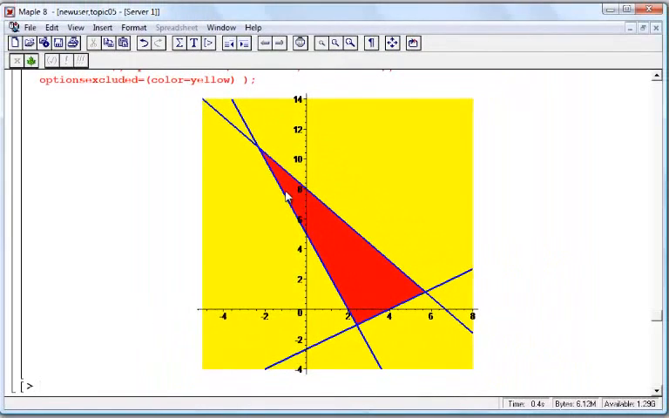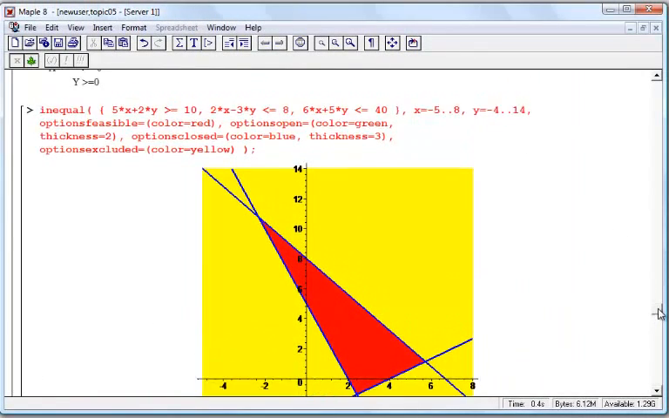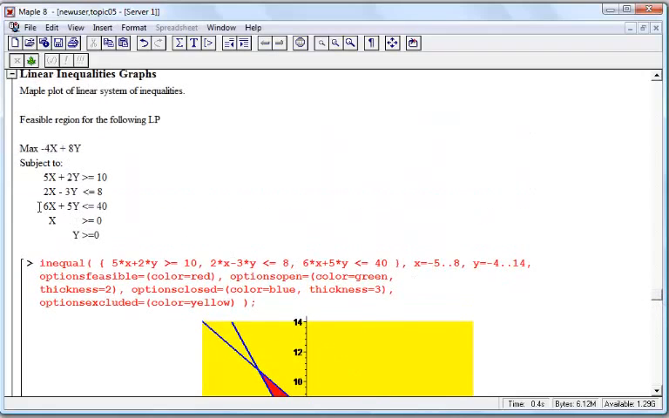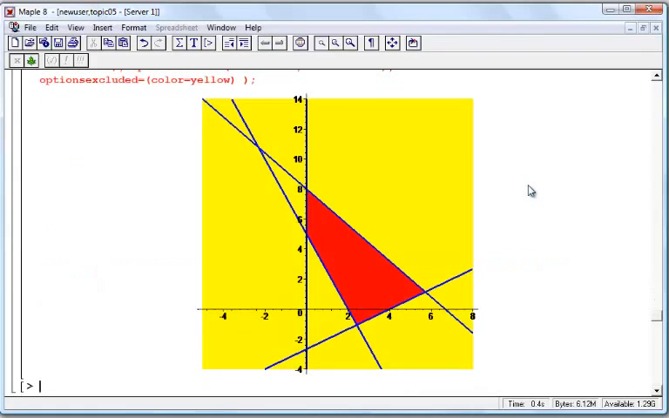Now we are going to add these non-negativity constraints to our inequal command, and we will do that one at a time. First, I'm adding x greater than or equal to 0. By adding x greater than or equal to 0, anything that had x less than or equal to 0 is no longer in there.